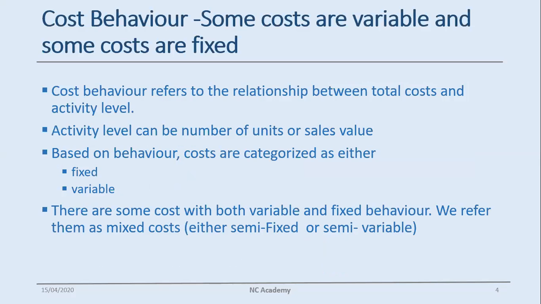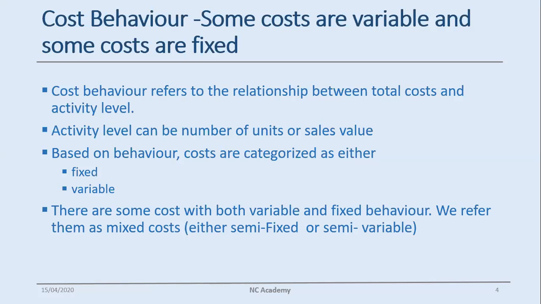To understand cost volume profit analysis, it's very important to understand cost behavior. Cost behavior refers to the relationship between total cost and activity level. Activity level can be number of units, or it can be sales value. Based on behavior, in the sense of how individual costs behave with the level of activity, the costs can be categorized into 2 components.